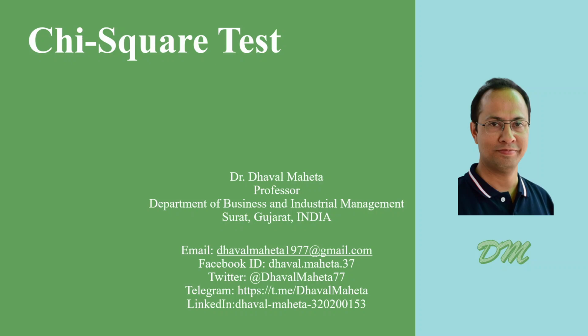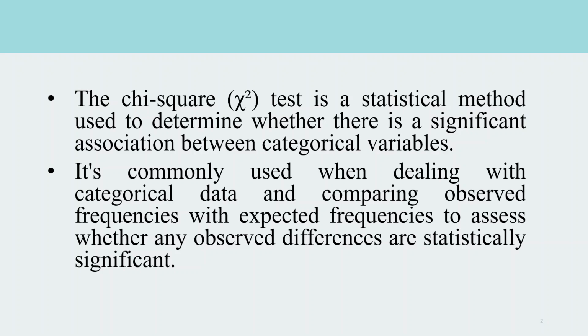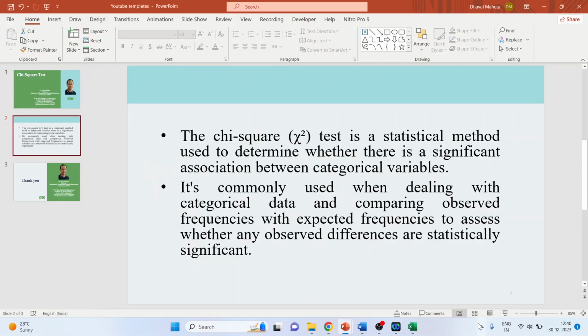This is Dr. Dhaval Maheta, and today we'll understand how to carry out chi-square test in Excel. The chi-square test is a statistical method used to determine whether there is a significant association between categorical variables. It's commonly used when dealing with categorical data and comparing observed frequencies with the expected frequencies to assess whether any observed differences are statistically significant. Now let's take one data in Excel workbook.